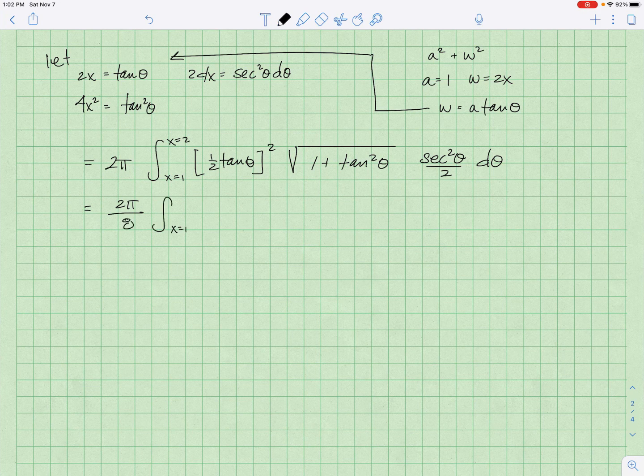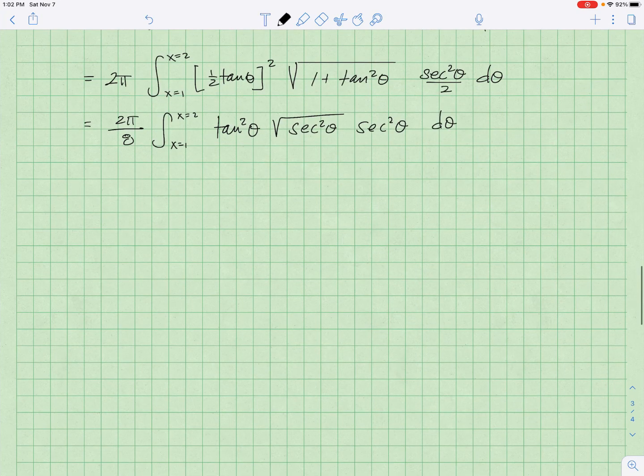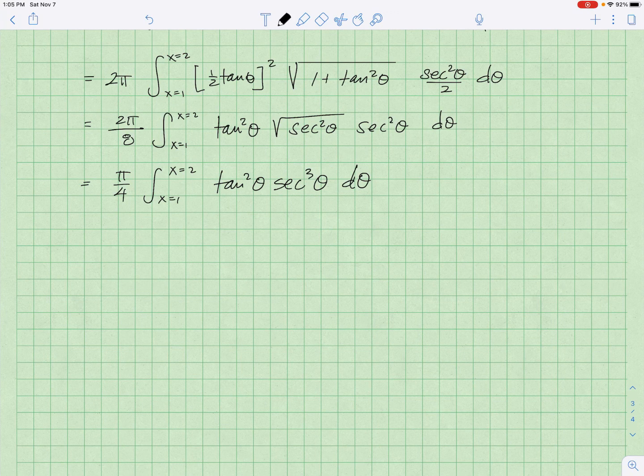The integral from x equals 1 to x equals 2 of tangent squared theta, the square root of secant squared theta, times secant squared theta d theta. And it looks like we're going to get pi over 4 times the integral from x equals 1 to x equals 2 of tangent squared theta secant cubed theta d theta. So kind of a rough first example.